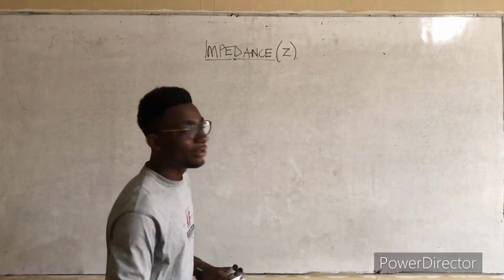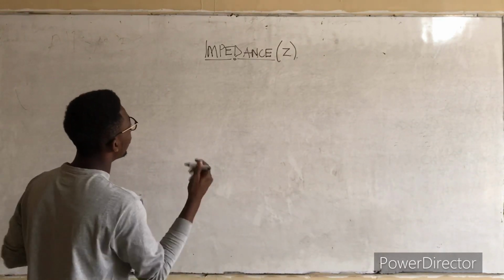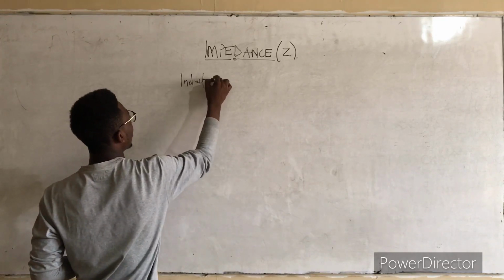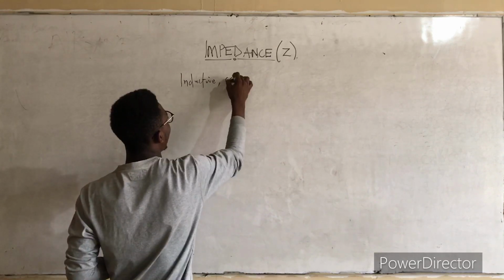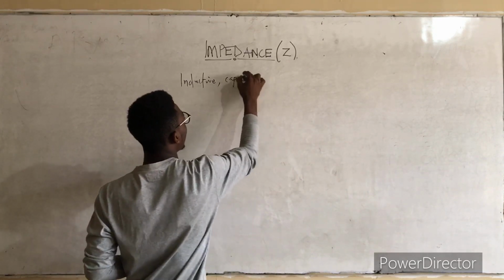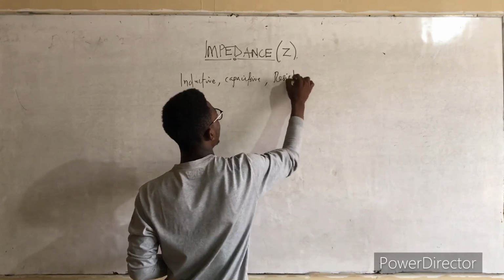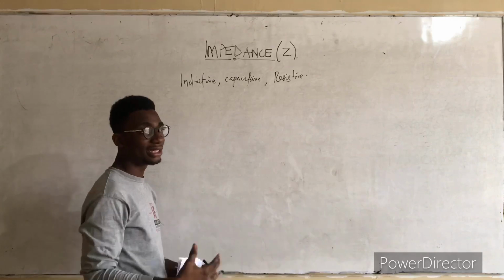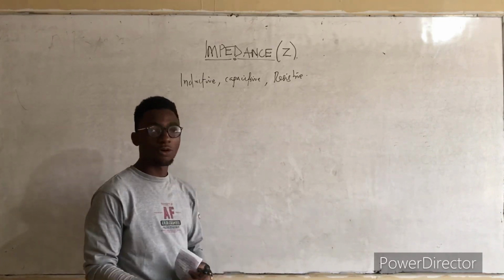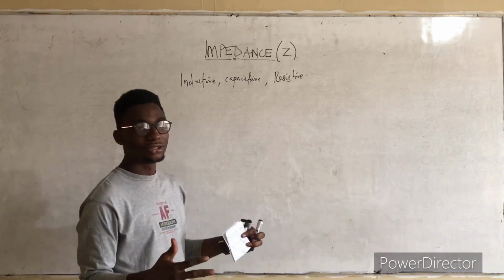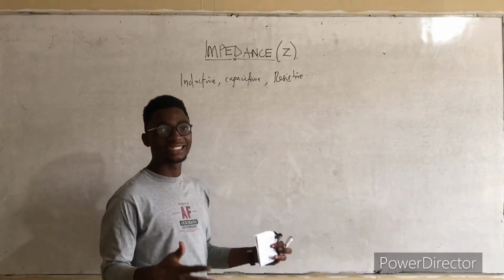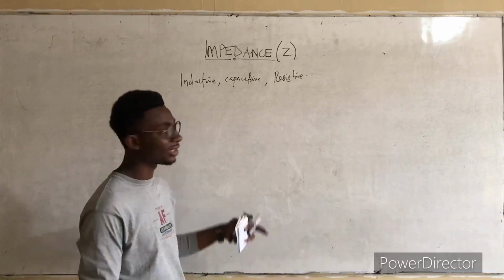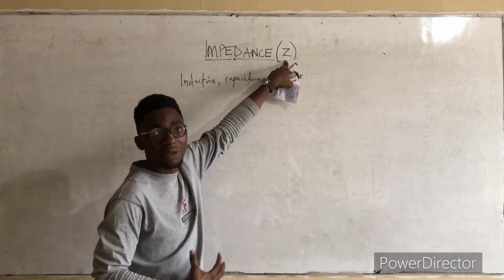Okay, so with impedance, from the definition, we are seeing these three elements: the inductive, the capacitive, and the resistive. So now we are seeing the inductors, the capacitors, and the resistors that will oppose the flow of current in an AC circuit. The opposition to the flow of current in an AC circuit caused by any of these three elements is what we call the impedance. And impedance is represented by Z.